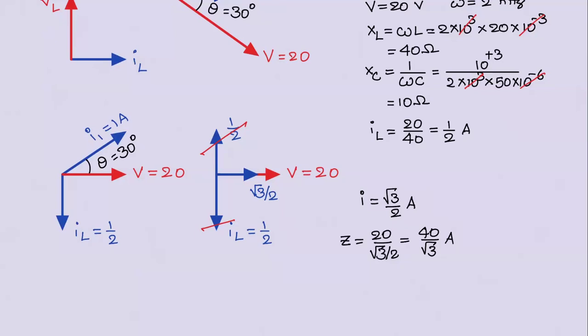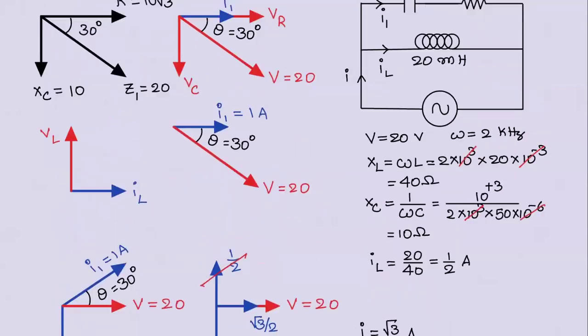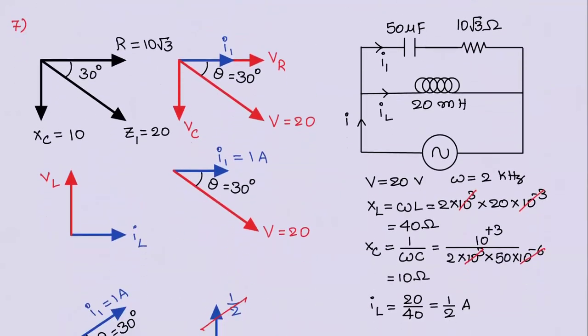That's it. What do they want? 40 by root 3, and the current is 1 ampere. 1 ampere in the upper loop and root 3 by 2. And what is the phase angle? 0. That means actually the circuit is at resonance.